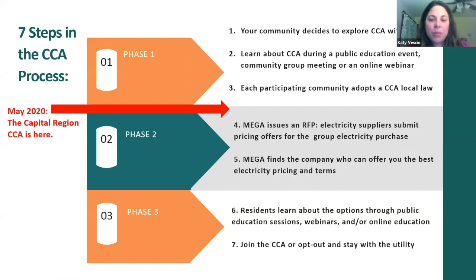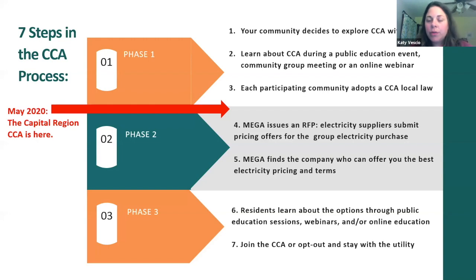So the next phase is where MEGA, the CCA administrator for these 13 communities, goes out and issues an RFP. We want to solicit competitive bids from electricity suppliers to give us pricing and provide options for your municipal officials to consider. The fifth step is identifying the supplier that offers the best price and terms, and also offers not just a price for electricity, but also a price for 100% renewable electricity. We want to make sure we get a competitive rate that gives your community leaders a good sense of their options so they can make a decision.